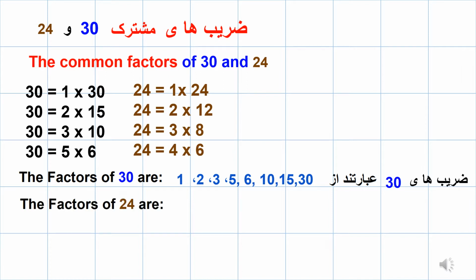The factors of 24, we're going to write it down in a row under the factors of 30, and we're going to come from 1 up to 4 downward and from 6 up to 24 upward.